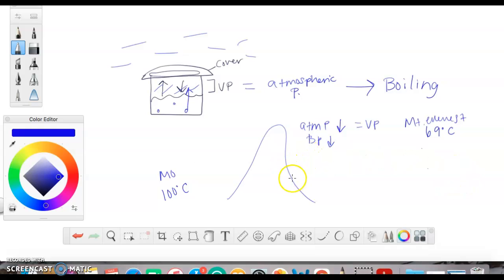Versus if we go somewhere with lower altitude, so higher atmospheric pressure, somewhere like the Dead Sea, where our atmospheric pressure is really high, our boiling point is also going to increase. And somewhere like here, our boiling point is actually 176 degrees Celsius.